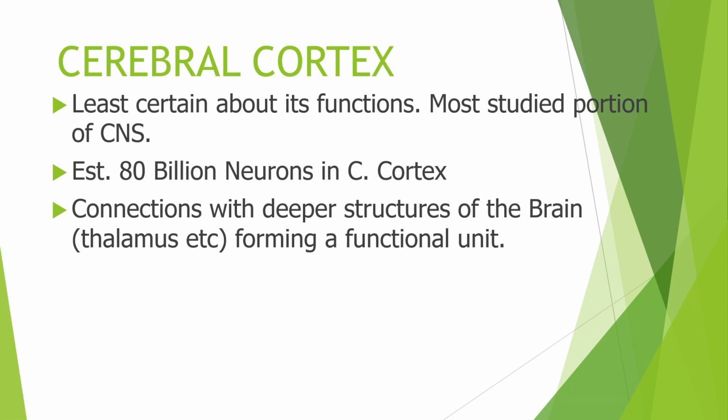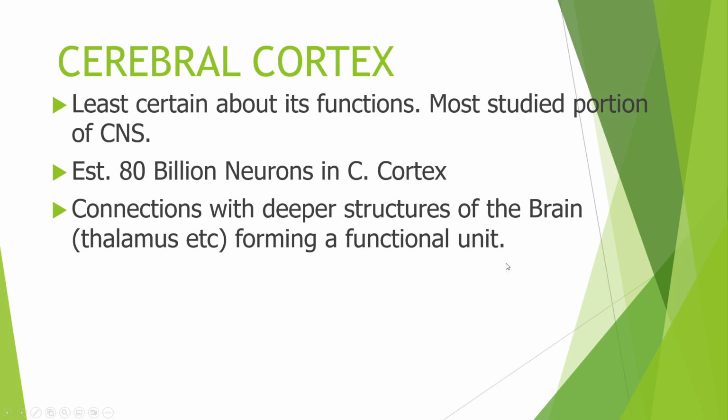Next, we will learn about the cerebral cortex. The cerebral cortex is basically the higher brain. Scientists have spent a lot of time studying this, but they are still unsure about a lot of its functions. It is estimated that there are 80 billion neurons inside the cerebral cortex, and it connects with the lower brain to form one unit.